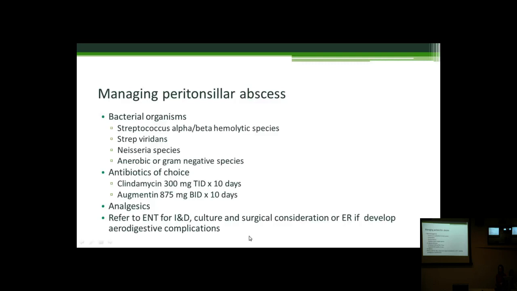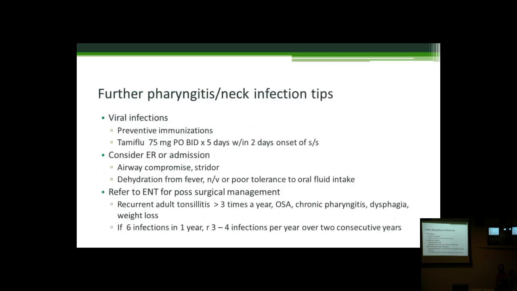Likely a culture will be obtained to make sure they are targeting the therapy correctly. And if patients have recurrent problems of this or really bad tonsillitis over and over again that leads to the peritonsillar abscess, they probably will require a tonsillectomy evaluation. Further pharyngitis and neck infection tips for you to be aware of. Just a few miscellaneous things here.